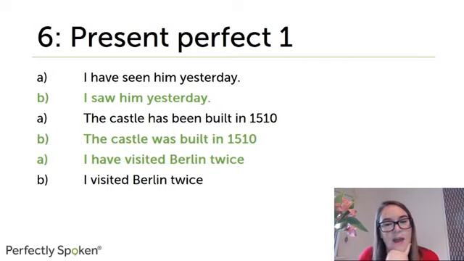But the third pair, it's A. I have visited Berlin twice. I'm not giving a time reference here. I'm talking about my general experience, which is when we need the present perfect. So as I said, it's quite an important area, this. So if you're not sure, if you're still a bit confused, go back and review Lesson 6.